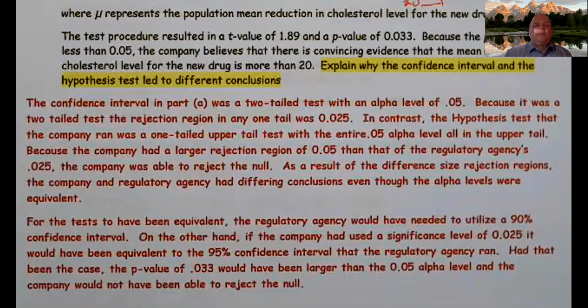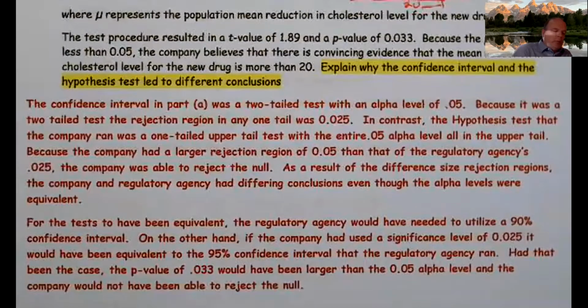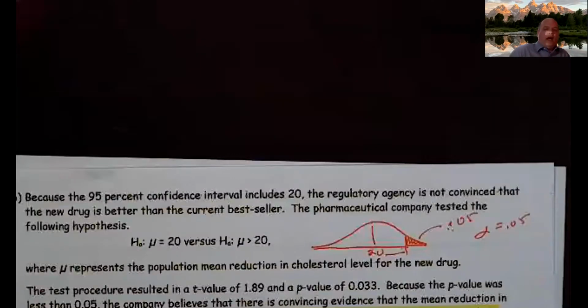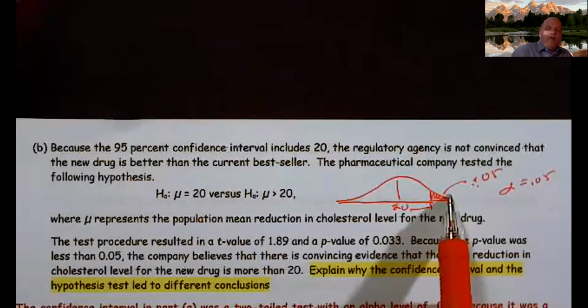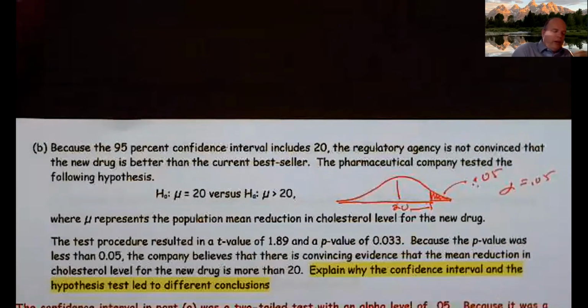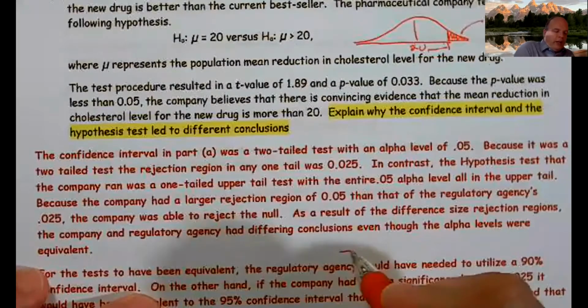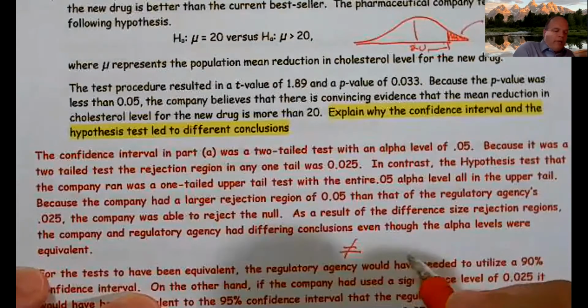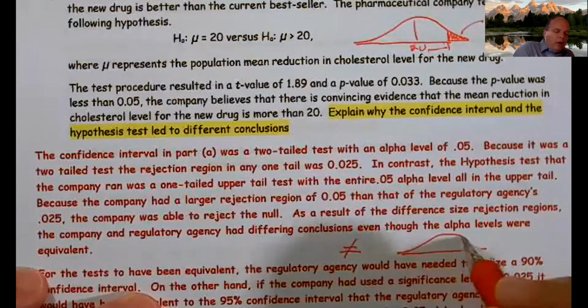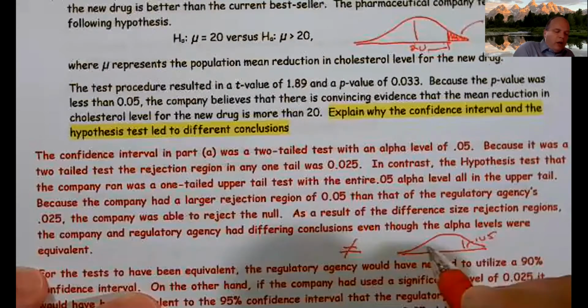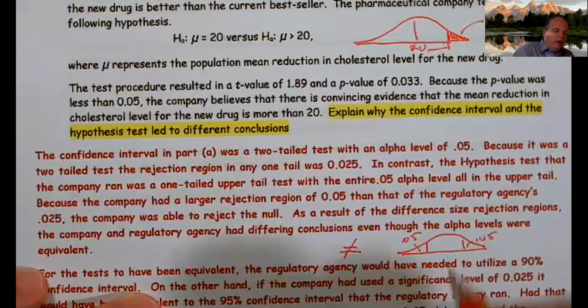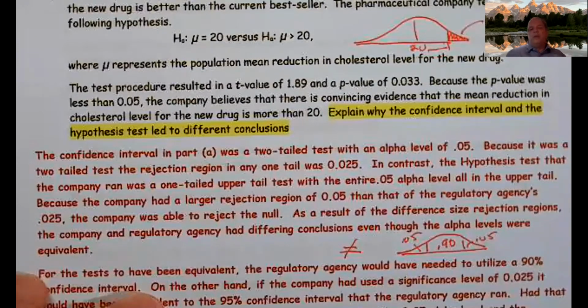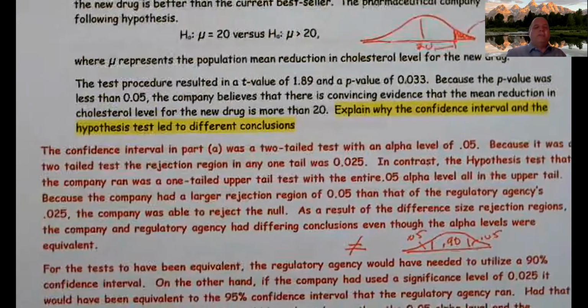Then, for the test to have been equivalent, the regulatory agency would have needed to use a 90% confidence level. You're like, okay, Mr. Spencer, how did you come up with that? Well, I came up with that based on this. This has 0.05 all in the upper tail. Confidence intervals are all based on a not equal basis, but I still have to have 0.05 in the upper tail. If I have 0.05 in the upper tail, I also have 0.05 in the lower tail, so I only have 0.90 in the center, which would make the 90% confidence interval.